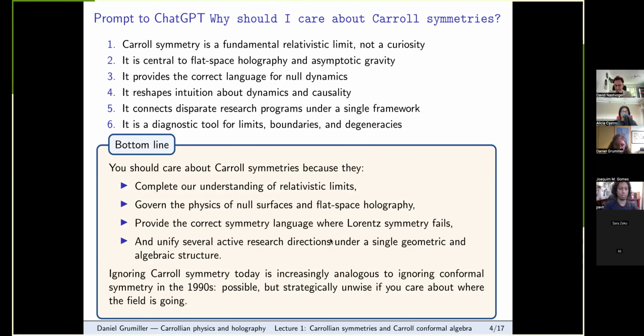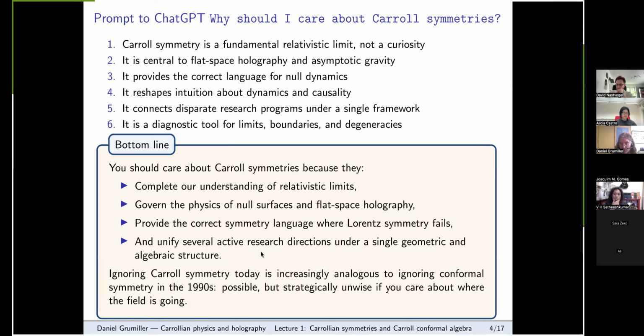So the bottom line that ChatGPT gives is you should care about Carroll symmetries because they complete our understanding of relativistic limits, govern the physics of null surfaces and flat space holography, provide the correct symmetry language where Lorentz symmetry fails. So that's the only point I'm not sure what it means. The other I agree with. And unify several active research directions under a single geometric and algebraic structure.